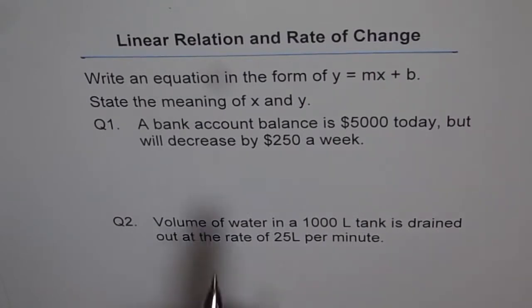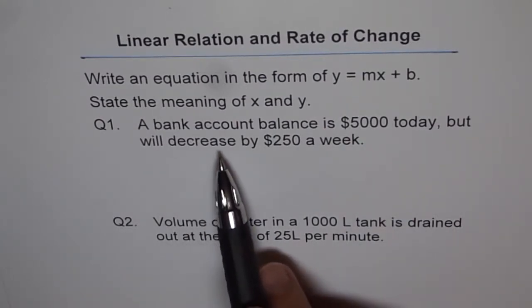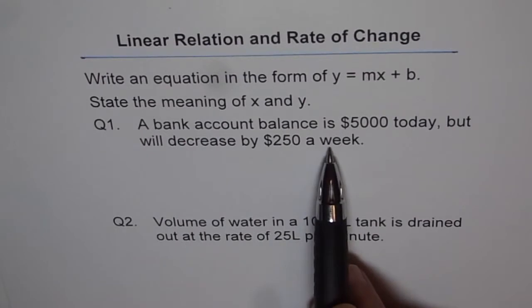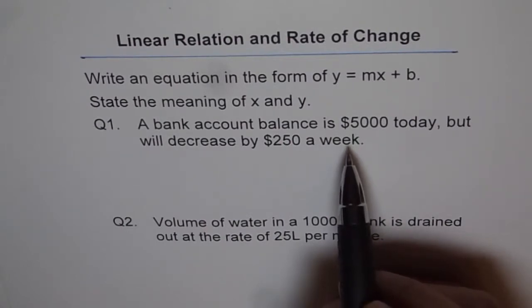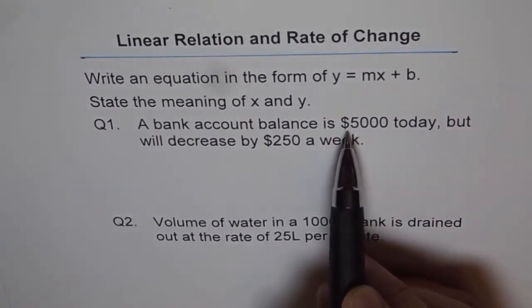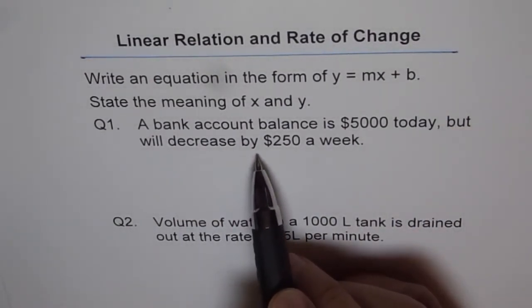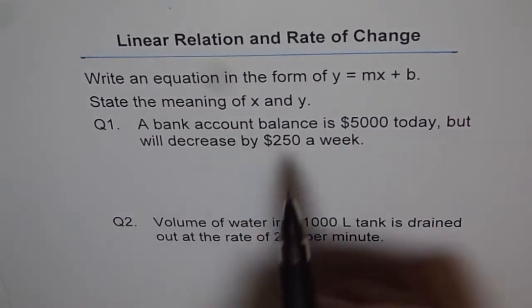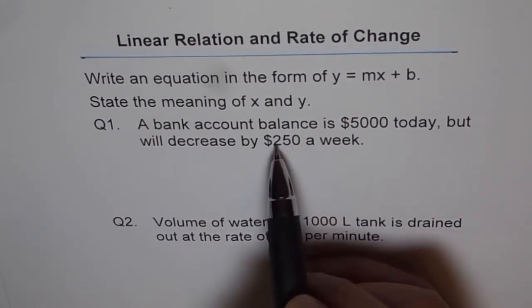Question number 1. A bank account balance is $5,000 today, but will decrease by $250 a week. So what do you understand here? Let me start with the dependent and independent variable. The independent variable is time in weeks. Do you see that? That is the x value. Every week it decreases by $250.